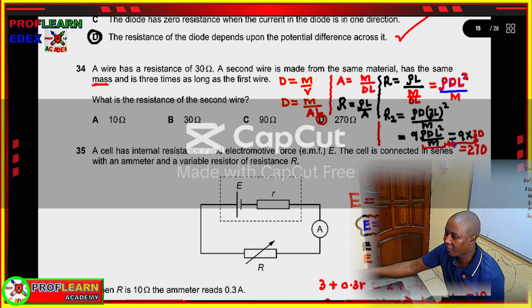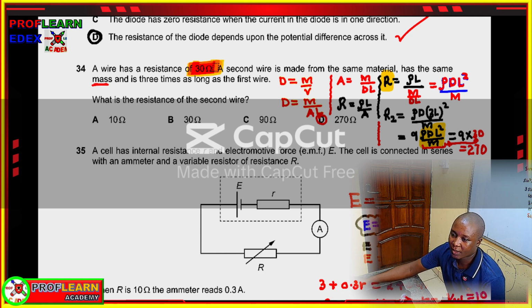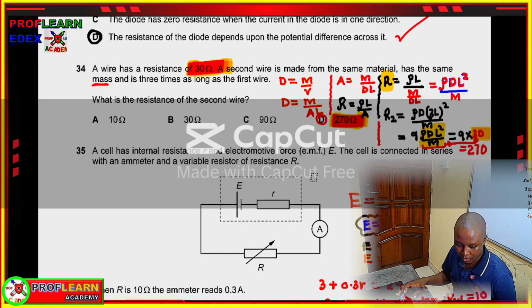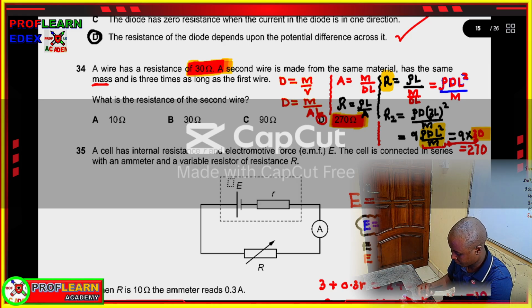But all that we are having at this point is representing the resistance of the first wire, R, and the resistance of the first wire was 30. So for us to get the second resistance, it will be 9 times the resistance of the first wire, which becomes 270. So our answer should be 270 ohms. Basically, that's what you are supposed to do in that particular question.